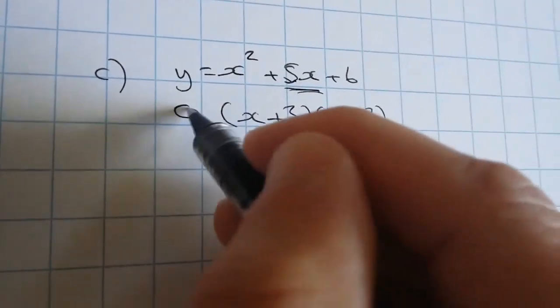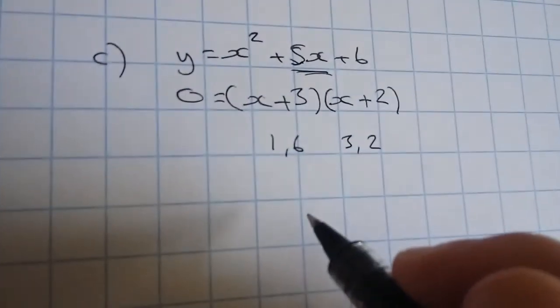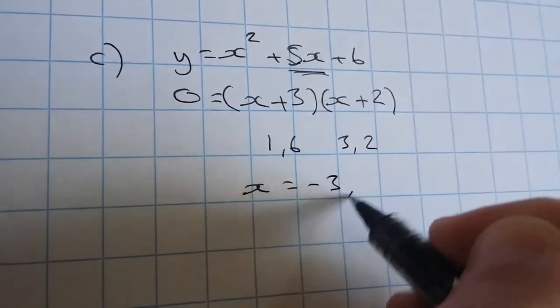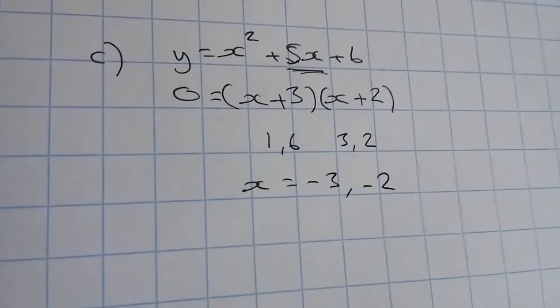Again, I want that to be equal to 0 to give me the roots. So that means x is equal to minus 3 and minus 2.